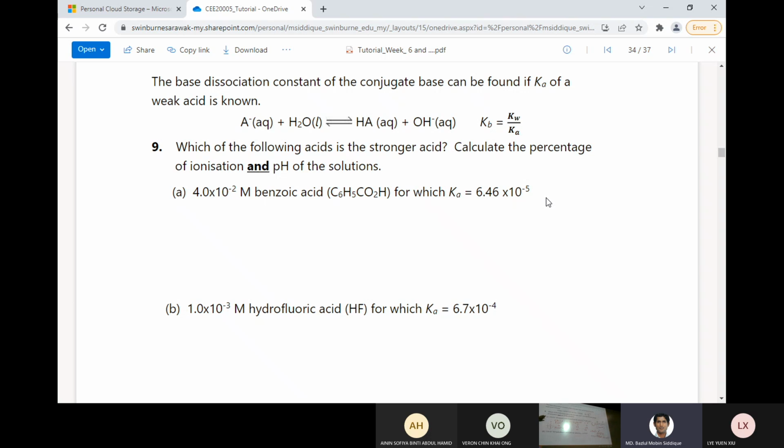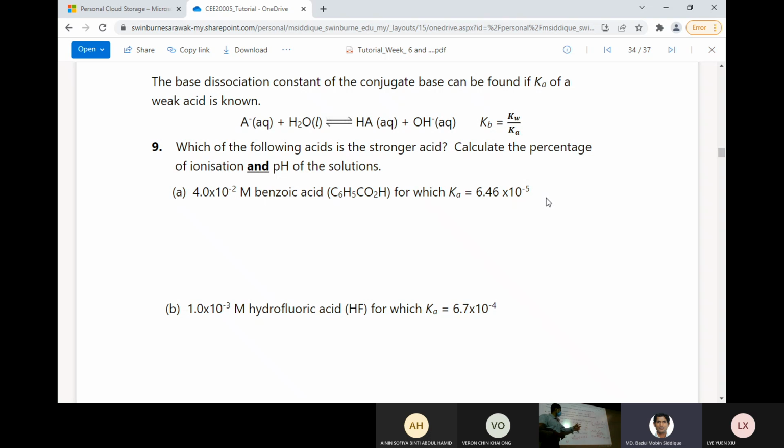Okay, so this is how we will find out which is the strongest. Another thing: which one is stronger, A or B? We have to find out the same way for question B, and see the percentage of ionization for B and A. Once we find x, we find the percent ionization: x over 4.0 times 10 negative 2 times 100%. We'll do the same for B, and see which one has the higher percent ionization. Whichever is higher is the stronger acid.